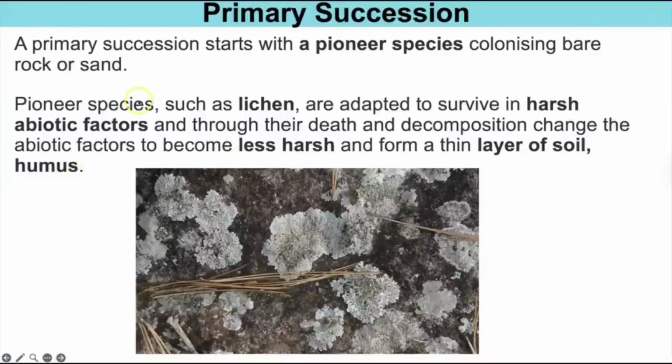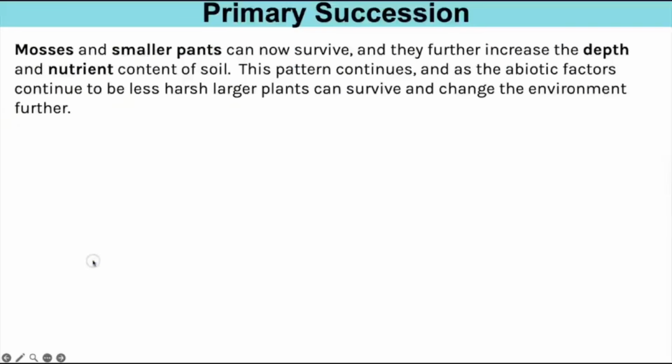And through the death and decomposition of the lichen, or whatever the pioneer species is, that is going to change the environmental factors, making them less harsh, less hostile, and you get a thin layer of soil, and then larger plants are able to survive there. And that might be things like mosses or smaller plants. And they will further increase the depth of the soil and the nutrient content, because they'll have roots that will start to hold the soil together. And as they die and decompose, they're going to add more nutrients to the soil.